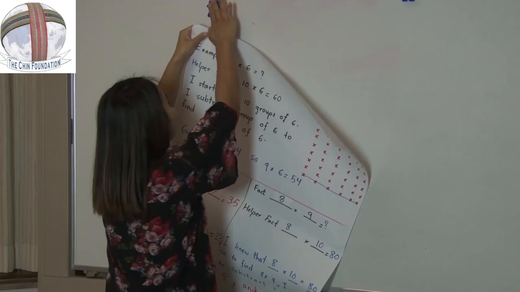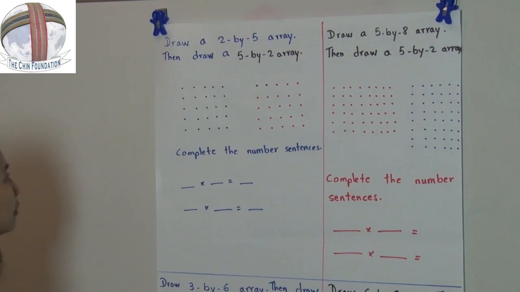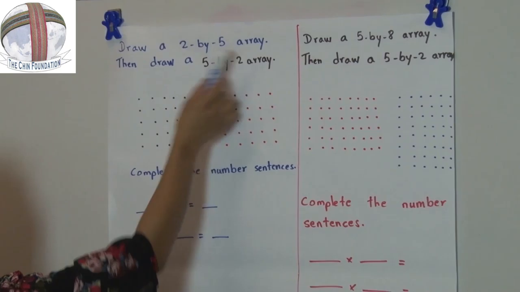72. Okay. Okay, season, we're going to do a little more array. Go draw a 2x5 array, then draw a 5x2 array.